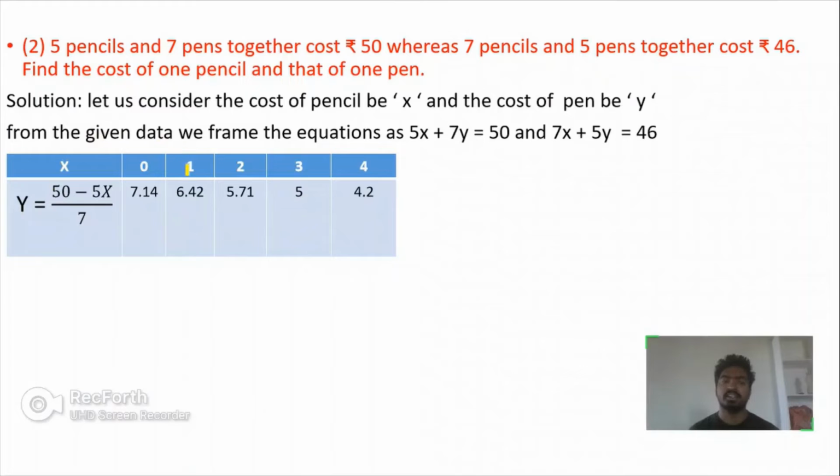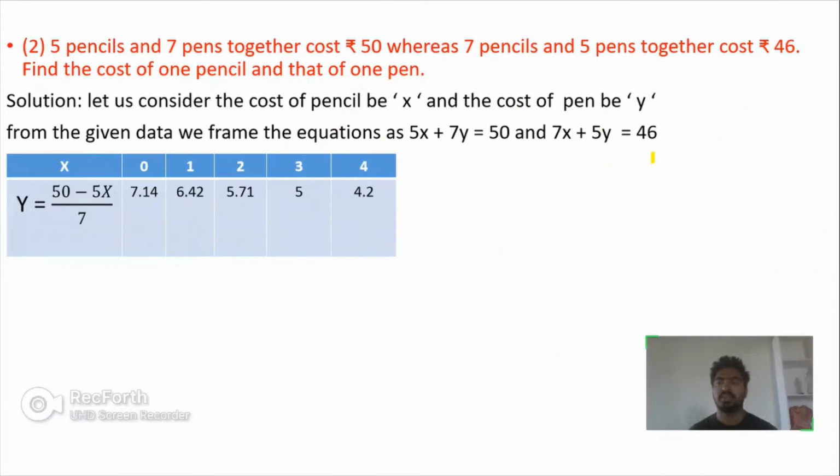Similarly, if I take x is equal to 1, then I obtain the y value as 6.42. If I take x is equal to 2, then I obtain the y value as 5.71. If I take x is equal to 3, then I obtain the y value as 5. If I take x is equal to 4, then I obtain the corresponding y value as 4.2.